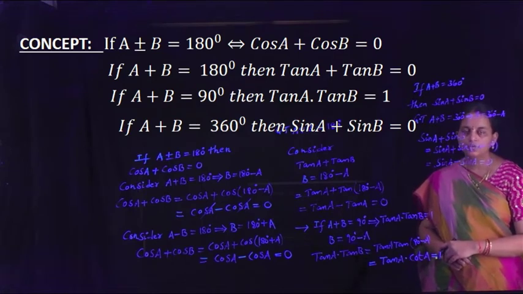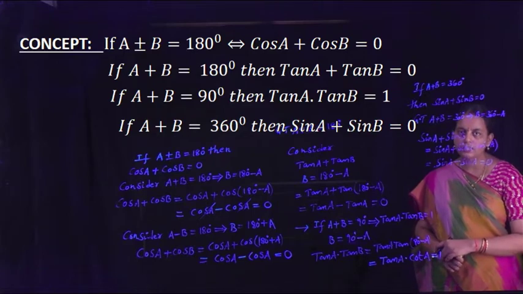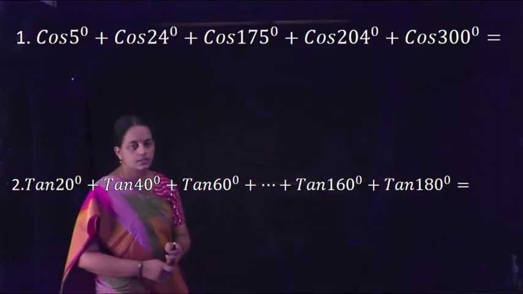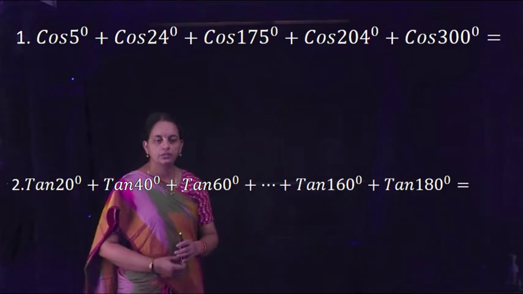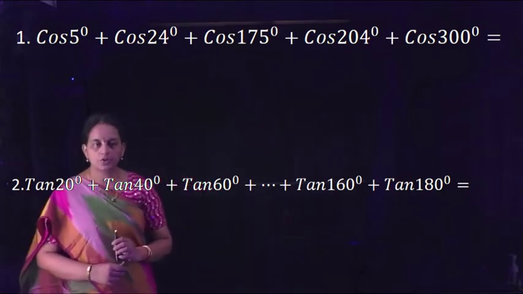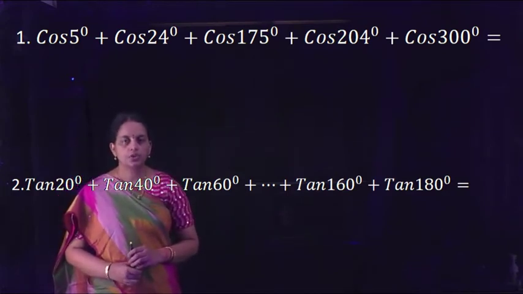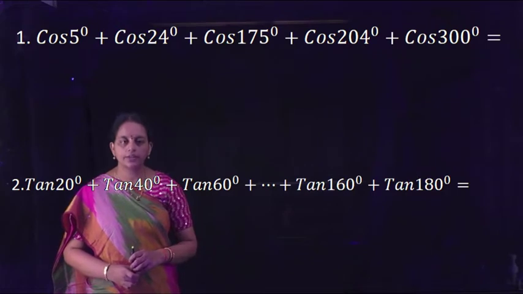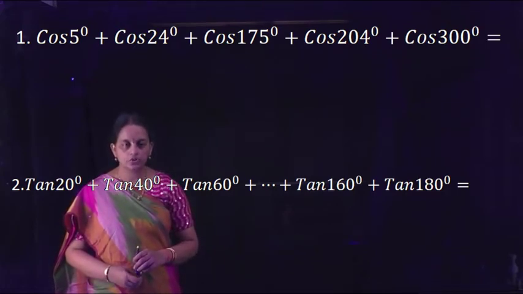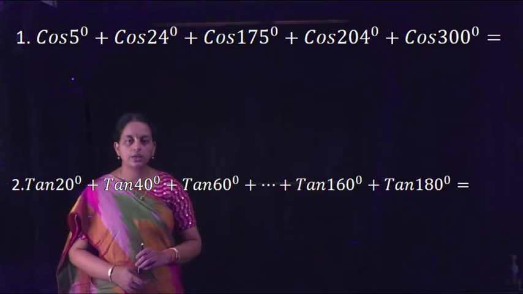By using all these formulae, we can solve the objective questions easily. Let us discuss some problems based on the above formulae. First one is cos 5 degrees plus cos 24 degrees plus cos 175 degrees plus cos 204 degrees plus cos 300 degrees. What is the value of this expression?